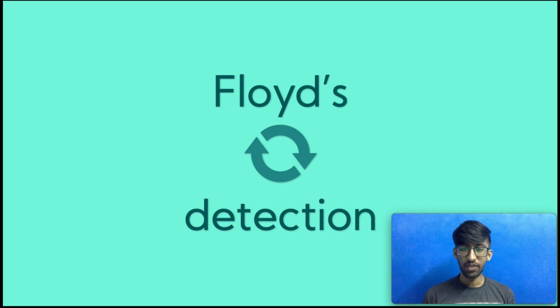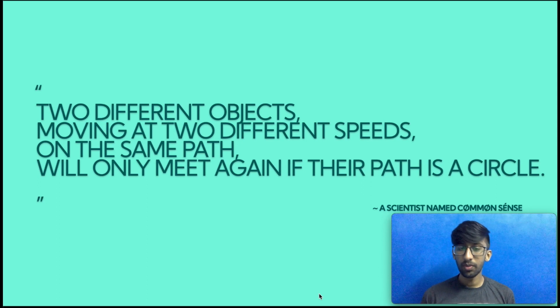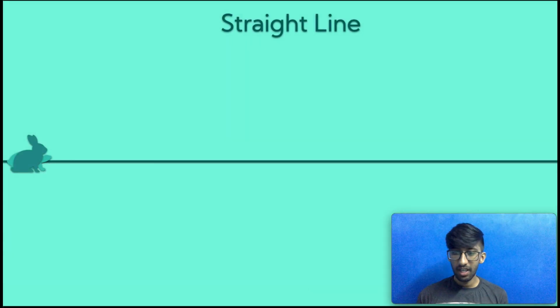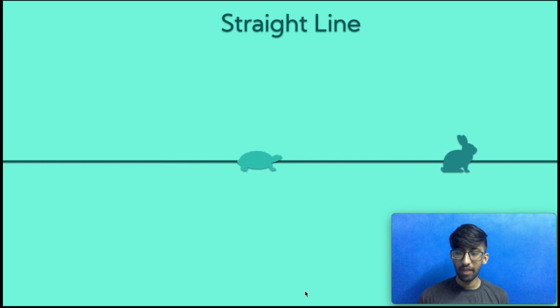Now that we've set the stage for what fast and slow pointers are, we can now learn a very powerful application of this algorithm called Floyd cycle detection algorithm. Here's the crux of this algorithm. Two different objects moving at two different speeds on the same path will only meet again if their path is a circle. That is, if the two objects are moving on a straight line, there is no possibility of them ever meeting again.